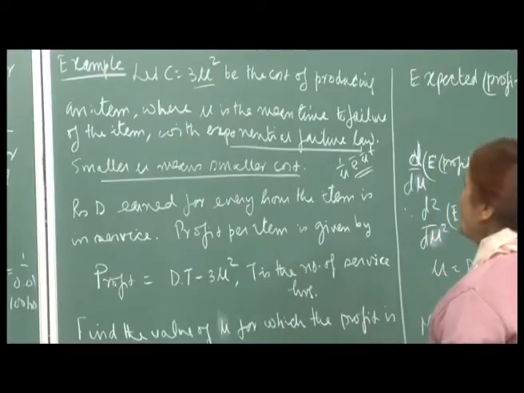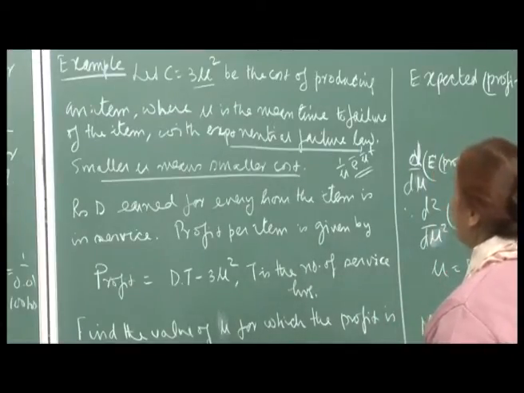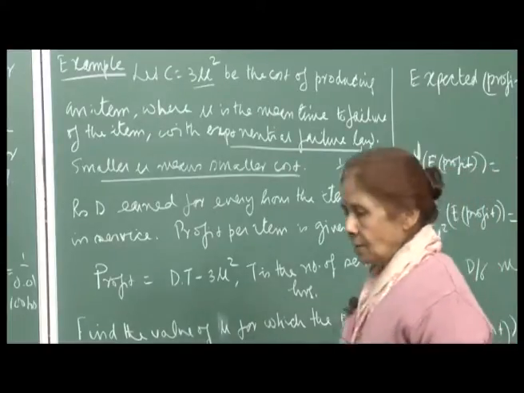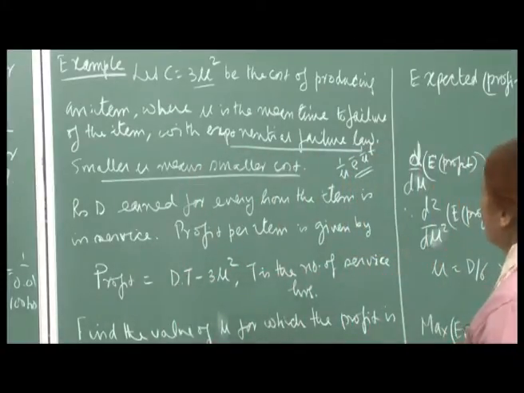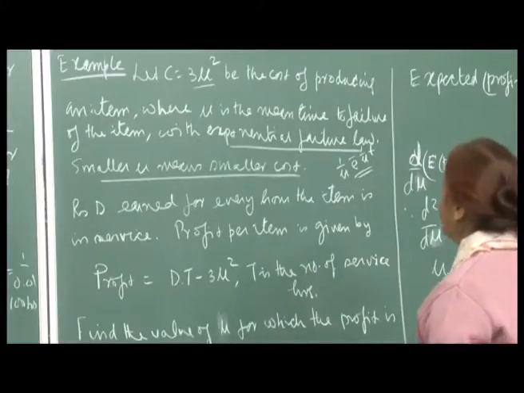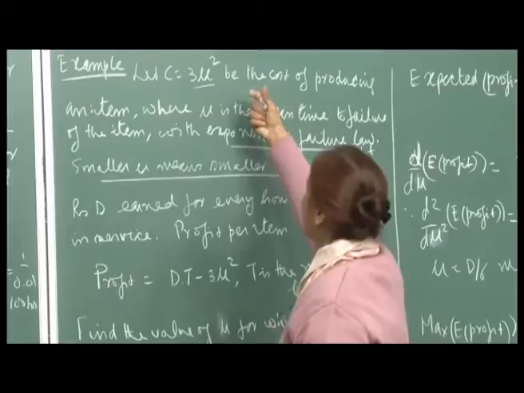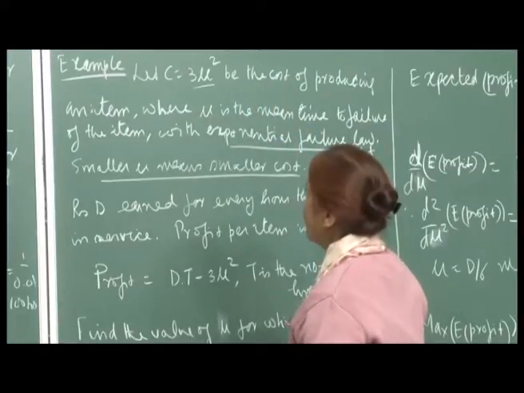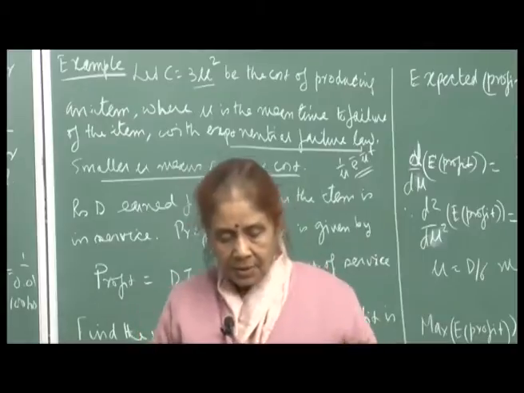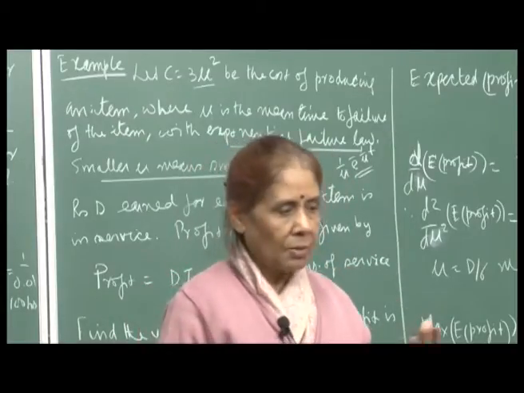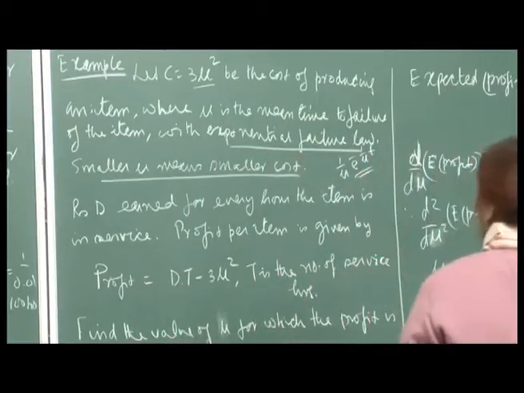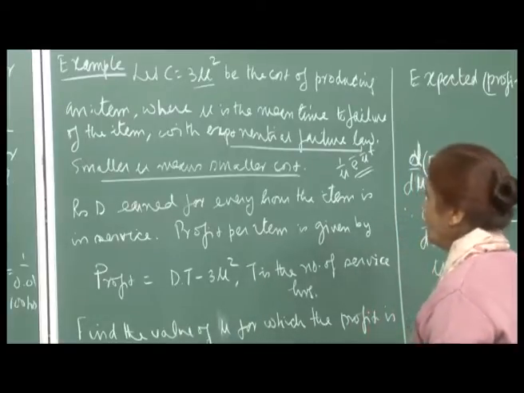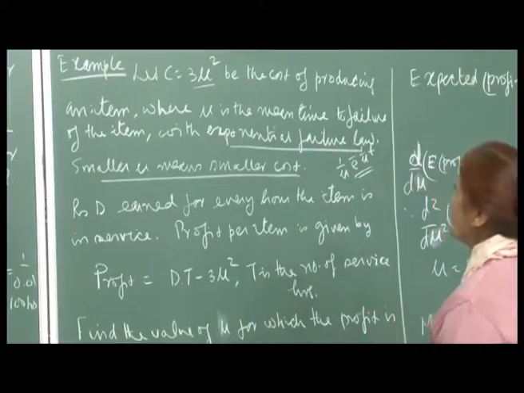Now the cost is 3 times mu square, which means that if mu is small, then the cost is small. If mu is large, then your cost would be accordingly large, right. Which makes sense, because if your mean time to failure is small, then you expect the cost to be small, and if the mean time to failure is a large number, then you expect the component not to fail very early, or to have a long lifetime, and in that case the cost of producing that item would also be high. So it is reasonable to assume the cost in this way.